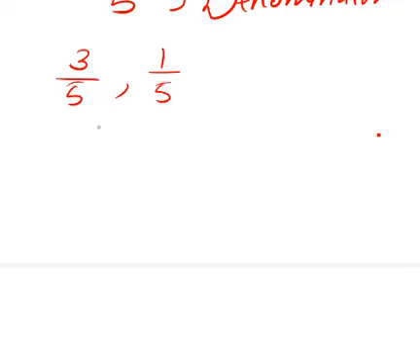Okay, so if you have two fractions, for example, 3 over 5 and 1 over 5, we can see that their denominators are same. Both of them have the denominator 5. That means they are like fractions. In such cases, they are known as like fractions. So first of all, we are going to do addition and subtraction of like fractions. I will show an example.